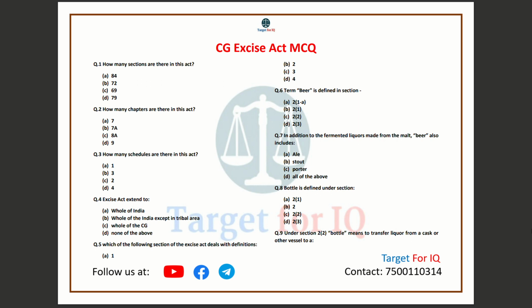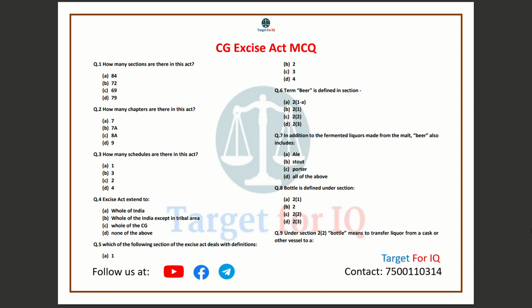Let's move forward with question number 1. How many sections are there in this act? Option A 84, option B 72, C 69, D 79. The correct answer to question number 1 is 69. That is option C.